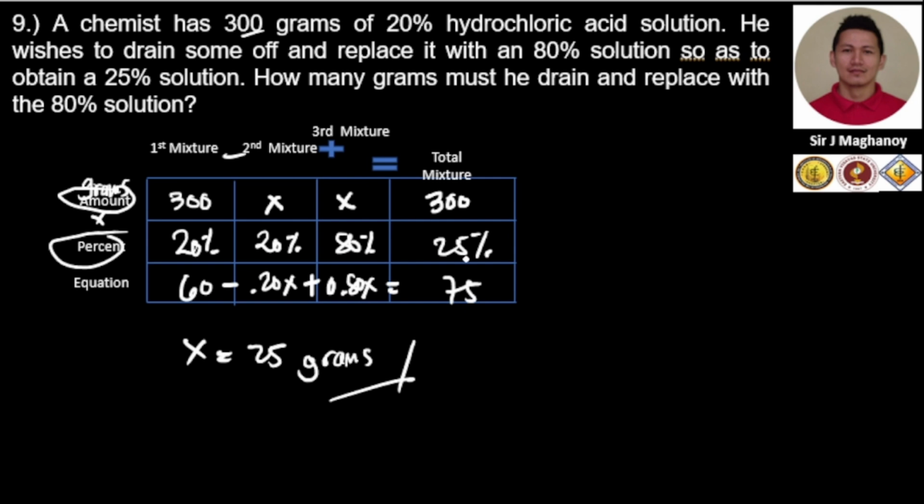That is the amount you need to deduct from the 300 at 20% solution. Then you add at 80% solution in order for you to have 300 grams of hydrochloric acid at 25% solution. So I hope you comprehend. I think you're ready for our supplementary problems. Let's move to supplementary problem number 1.